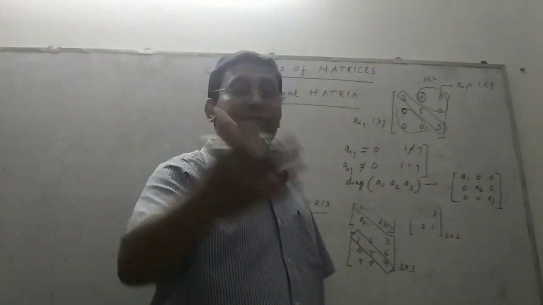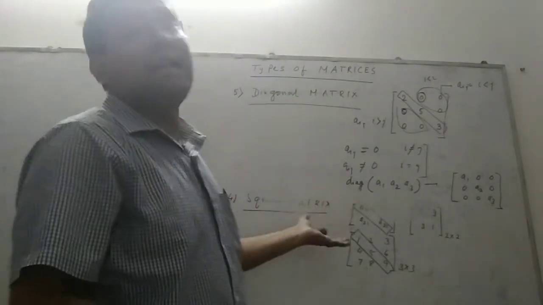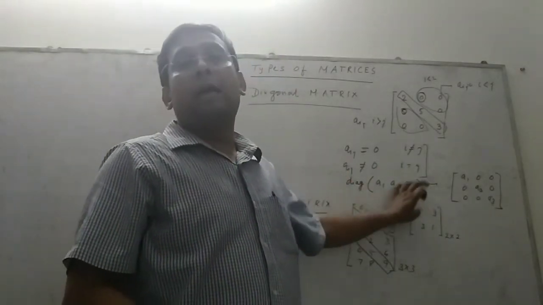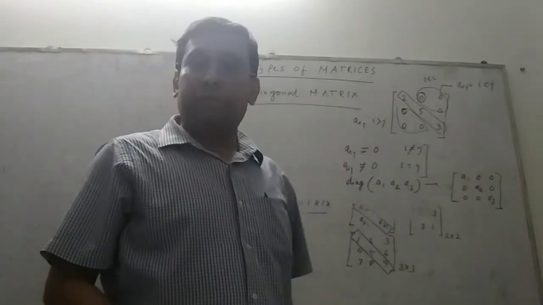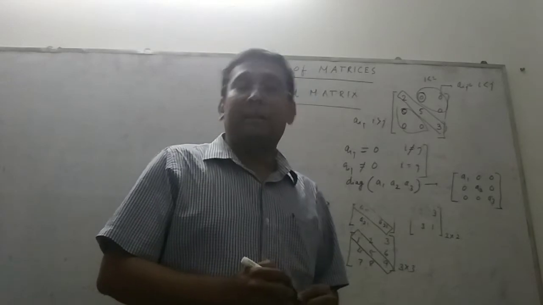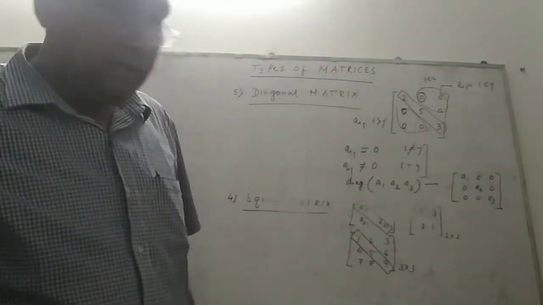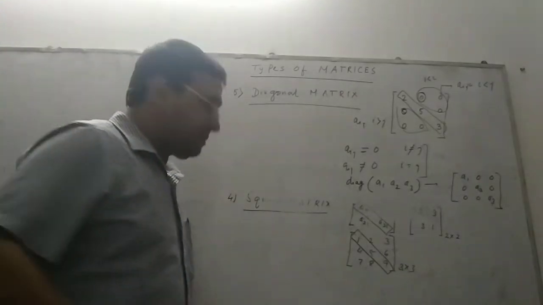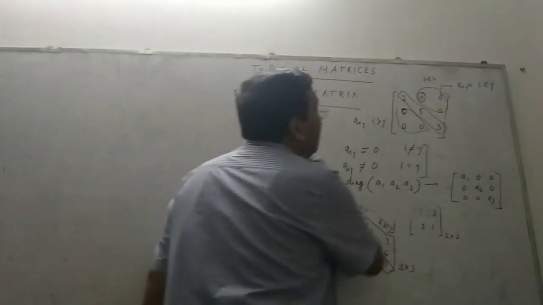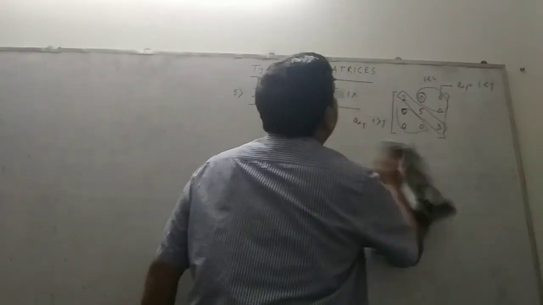In fact, in assignments you can also get this type of question: diag(A1, A2, A3) plus diag(B1, B2, B3). You understand that you are asked to add two diagonal matrices. Once you understand what a diagonal matrix is, next you have to understand the scalar matrix. Basically these are the same, but conceptually they are somewhat different.